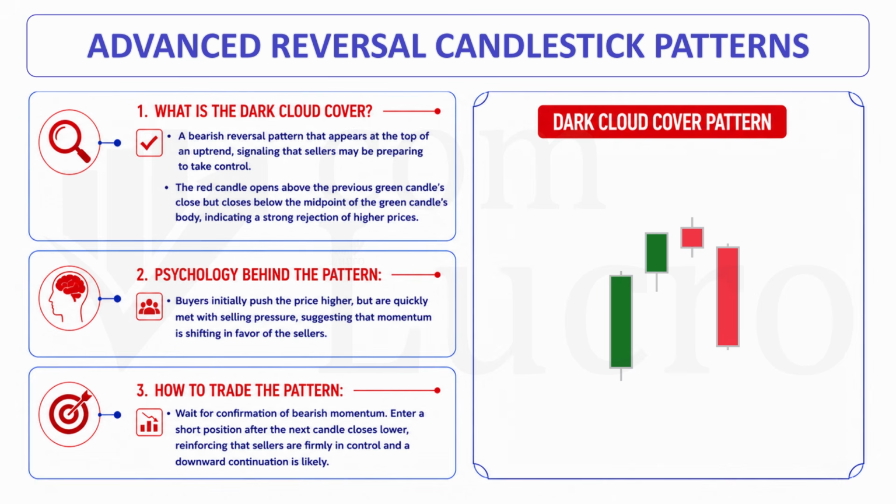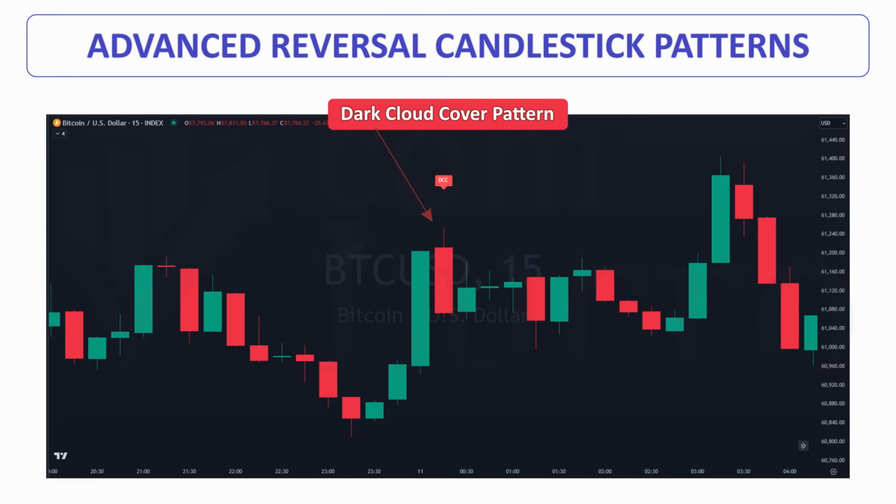This rejection indicates that the momentum is shifting in favor of the sellers. How do we trade the dark cloud cover? The key here is to wait for a confirmation of continued bearish momentum. Typically, you'd want to see the next candle close lower, reinforcing the idea that sellers are firmly in control. Once this happens, entering a short position becomes a safer move, as the probability of a downward continuation increases.